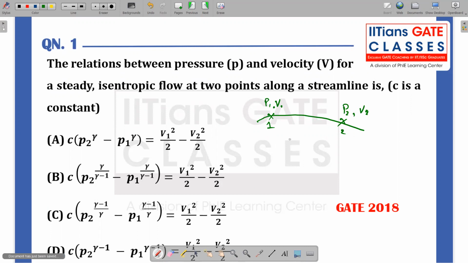So the best choice here is to start off with the energy equation. For the energy equation for compressible flows, we have no viscosity, that means no body forces and no viscous effects, and steady. The question already says steady isentropic flow. That is why H1 plus V1 square by 2 is equal to H2 plus V2 square by 2, right? So this is the energy equation for a steady isentropic flow. It is even true for adiabatic.